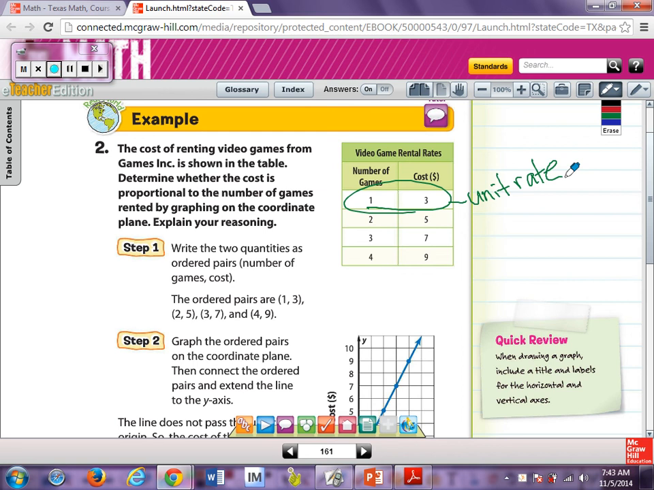Two quantities that are proportional. But that's not always, it doesn't mean it's necessarily going to happen. It just means it's a good sign. So it's a place to start. So I would suspect that if it costs $3 for one game, then 2 games would be $6. And that's not what I see here.